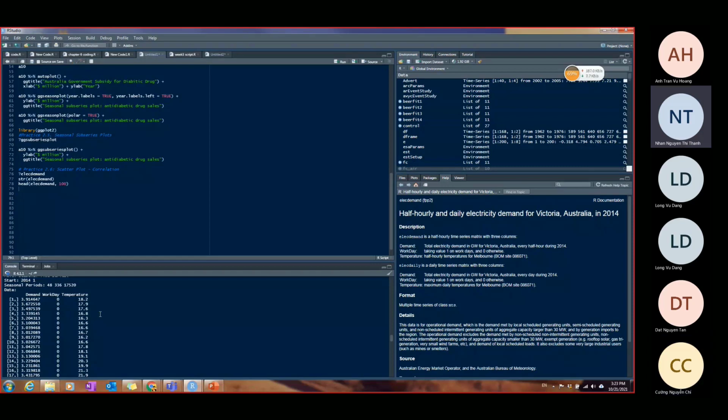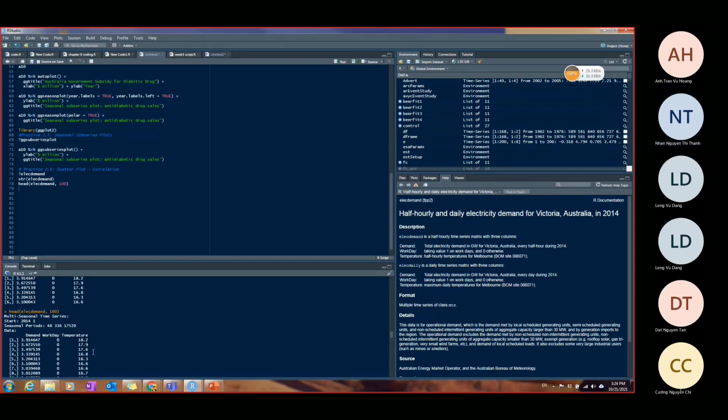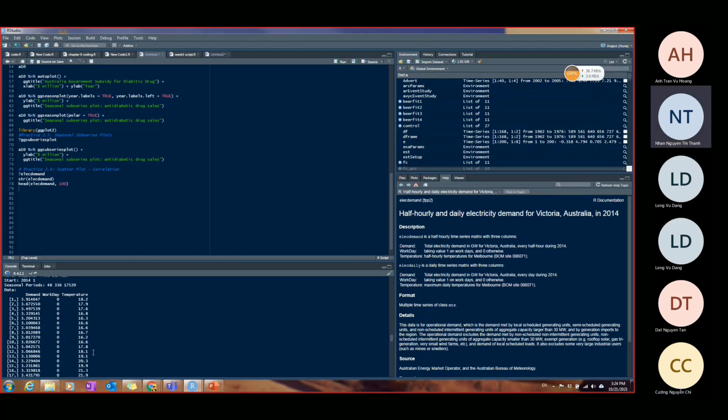I think the lower the temperature, the higher the demand. Demand? Why? Because the temperature in this data set looked like really cold. So I just guess that when it becomes lower, people will use more electricity to heat up. To run the heaters in the house and also in the companies. Yeah, that makes sense. That's really makes sense. Okay, thank you, Nhan.